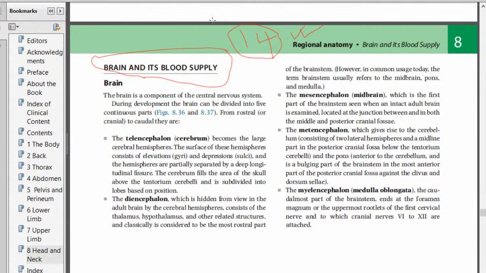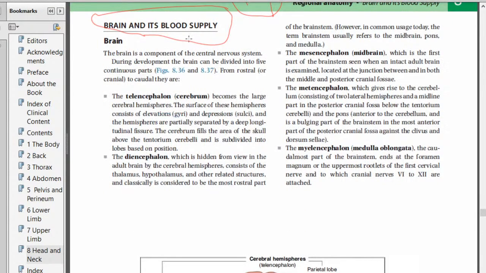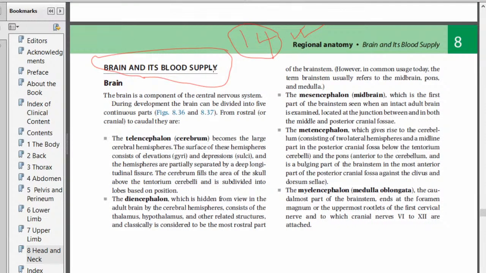So today we're going to study about the blood supply of the brain. This is from the PDF Gray's Anatomy for Students, third edition. So let's begin: brain and its blood supply.